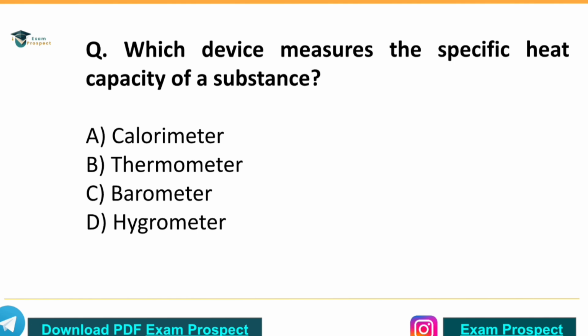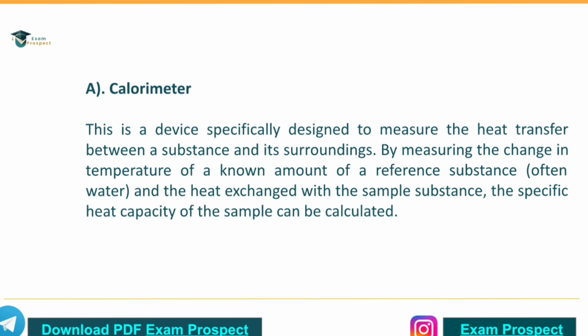Next question. Which device measures the specific heat capacity of a substance? The correct answer is option A, calorimeter. And this is a device specifically designed to measure the heat transfer between a substance and its surroundings by measuring the change in temperature of a known amount of a reference substance, often water, in heat exchange with a sample substance. The specific heat capacity of the sample can be calculated.